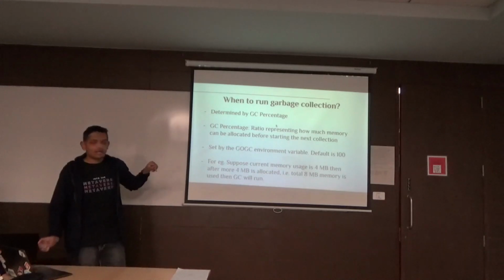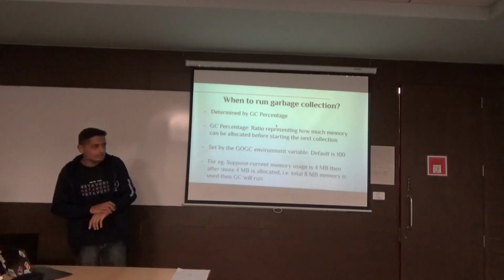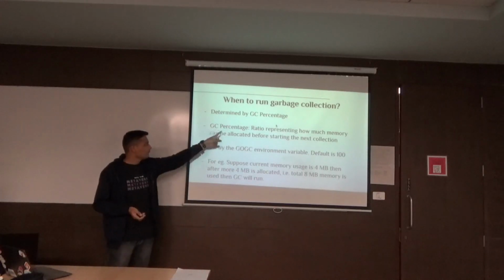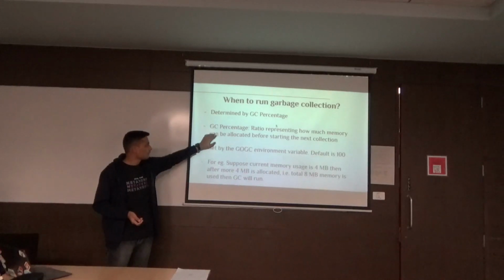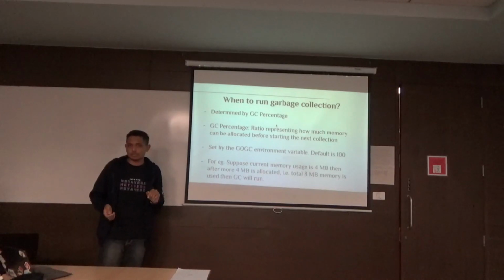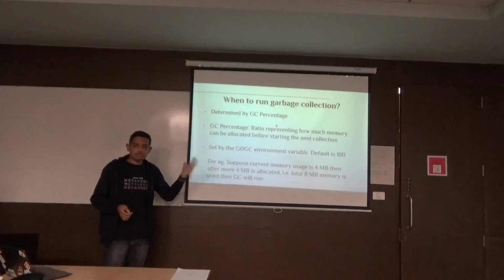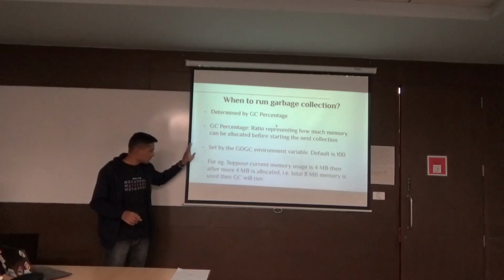And again, the idea of garbage collection, I hope that it's clear. But when to run it, when to garbage collect? That is determined by GC percentage, the garbage collection percentage. Just pay attention to this second point: garbage collection percentage is a ratio representing how much memory can be allocated before starting the next collection. Again, a ratio representing how much memory can be allocated before I can do the next run. We will come to this environment variable.